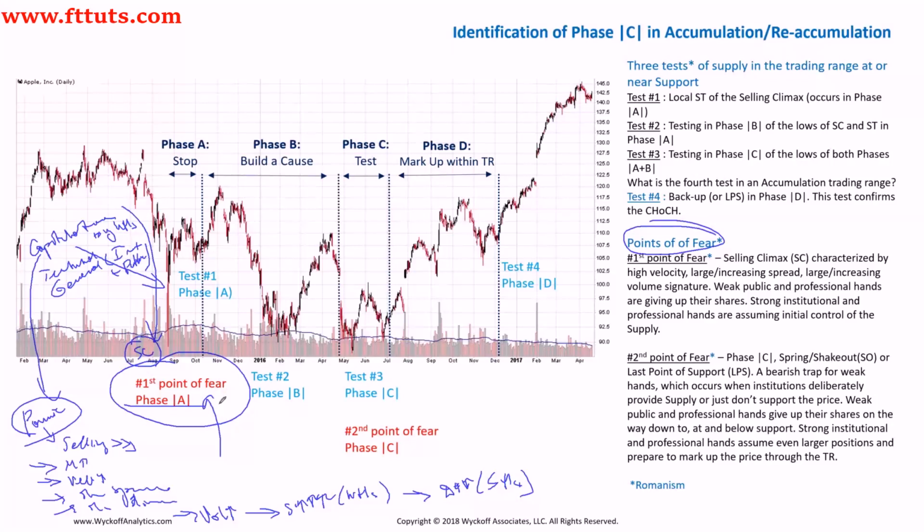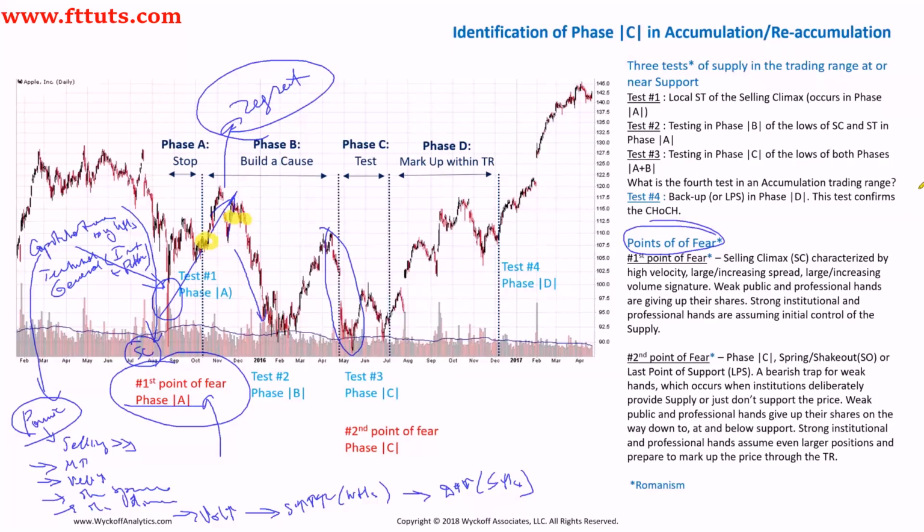The second point of fear is not necessarily going to be in phase B. It could be in phase C. Why is that? Well, think about the sentiment of weak hands. They just sold here and then the price went up. What do you think they feel at this point? This is definitely regret. So what are they going to do? They're going to buy. If they're regretful that they didn't hold on and the price went up like this, they're going to buy here, and here, and somewhere here.